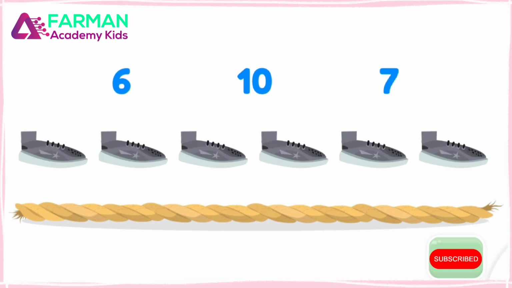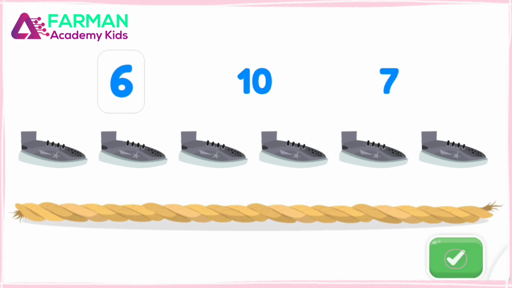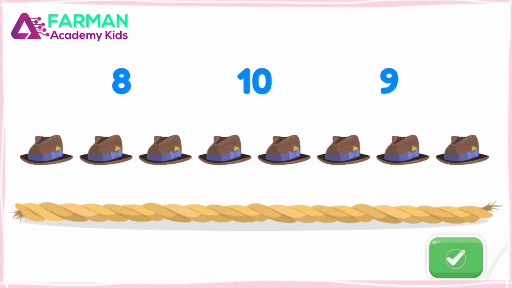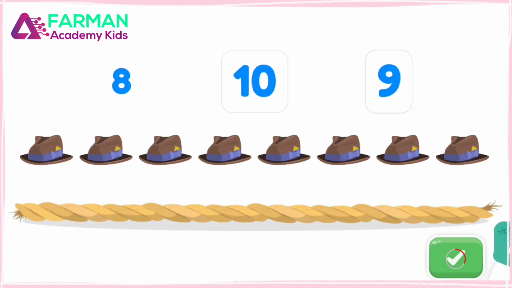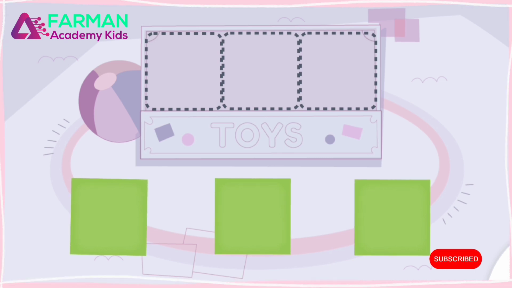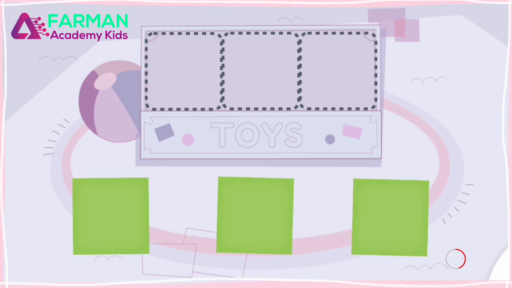How many shoes long is the rope? 6. The rope is as long as 6 shoes. How many hats long is the rope? 9. 10. Try again. 8. Oops! 10. 9. 8. Now let's measure the toy box with squares.